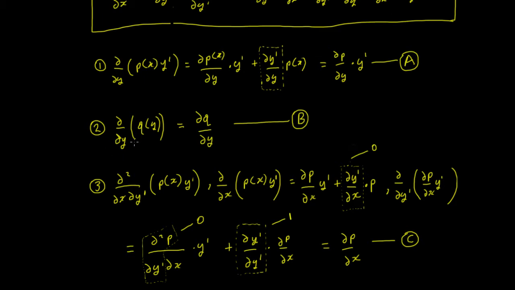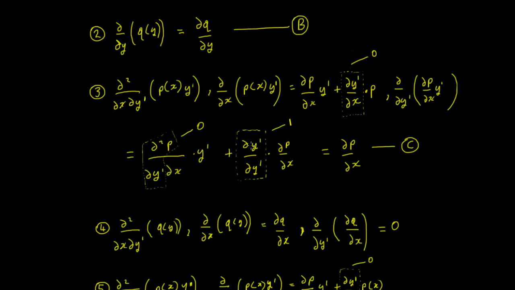The second one, straightforward, partial q by partial y. And the third one is a mixed partial, so what you're going to do is differentiate it with respect to x first of all. So we'll differentiate it with respect to x, and again we end up with a product rule, so we end up with these two terms here. But one of the terms, again, is equal to 0, and that's the second term here.